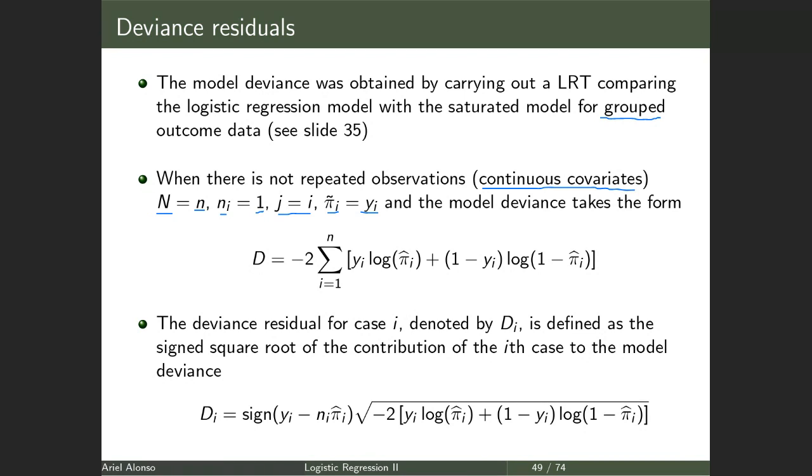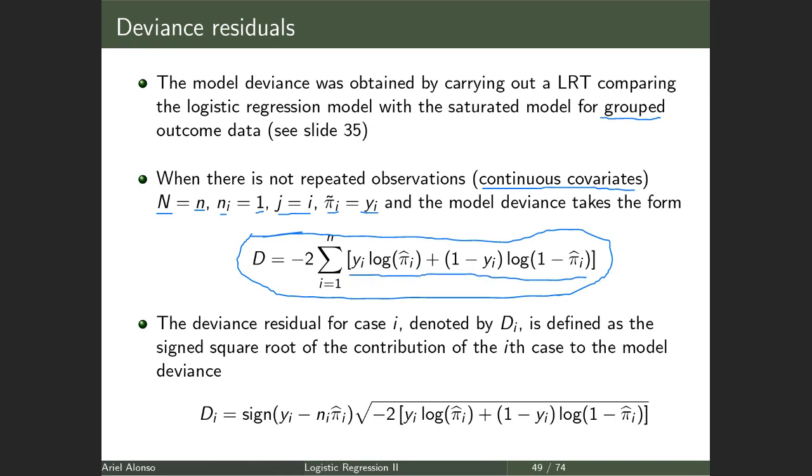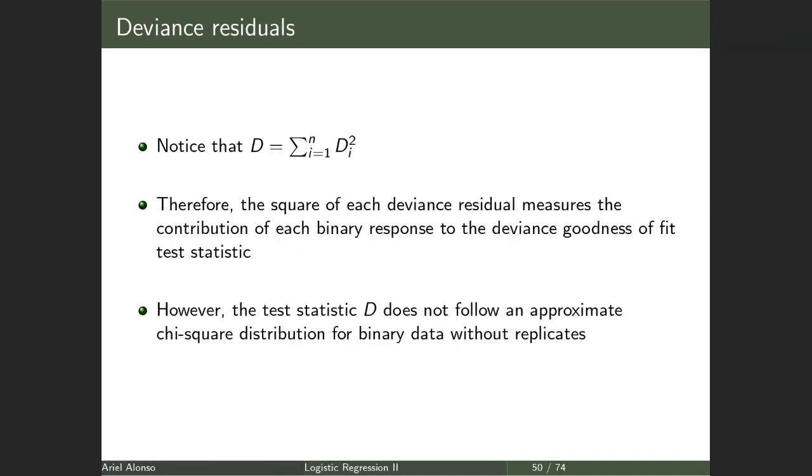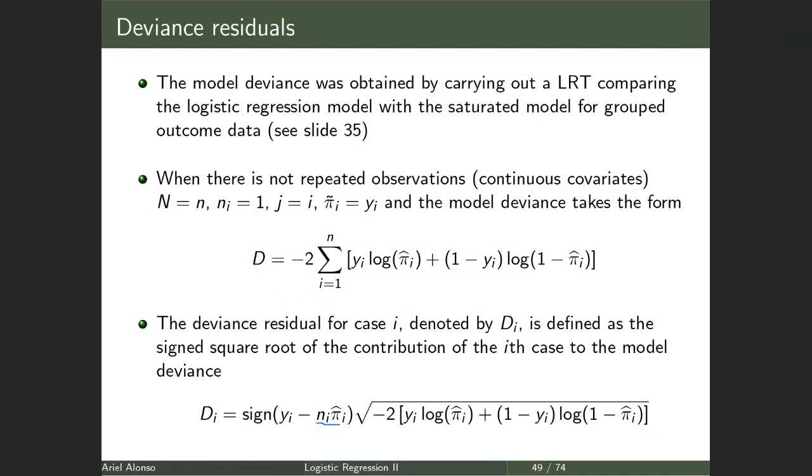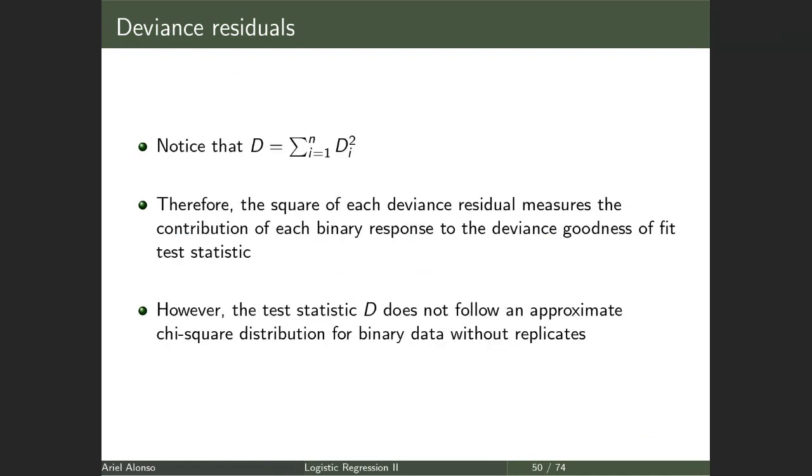And then you can construct the deviance test. It's going to be like here. Now, this deviance test is not going to have a chi-square distribution anymore, but then you can see what is the contribution of one individual to that deviance. You calculate the square root of that contribution, and you put the sign of y_i minus n_i times the estimated expected value. And this thing over here is what we call the deviance residual. Just don't forget that this n_i is 1 now. And again, if you sum the squares of the deviance residuals, you get the deviance test.